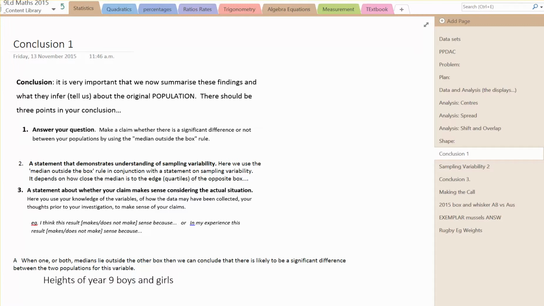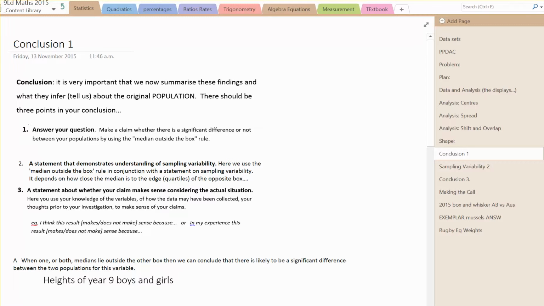Right, we're going to begin looking at the conclusion that we can make now. We've made some statements about our sample data. We've compared our two sets, our two samples and various features of them. So now it's time to make a conclusion about what that tells us about the population. So you could pause and have a read of this page here.